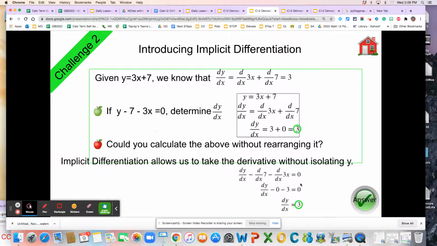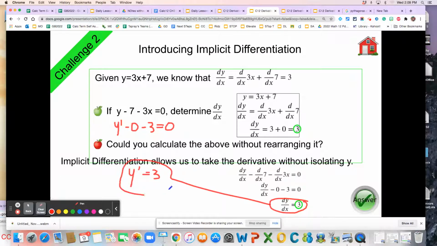And so where did I put my solution there? You'll notice here that I wish I would have, you know what, I can't stand how I wrote that. This would be y prime minus 0, because the slope of negative 7 is 0, and the slope of negative 3x is negative 3, equals 0. So can you see that this is going to be y prime equals 3? Look at this. Same stuff. I'm not a big fan of the dy dx notation. I like this much better.